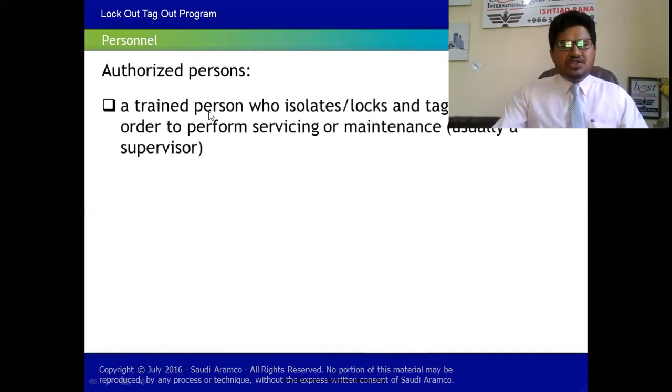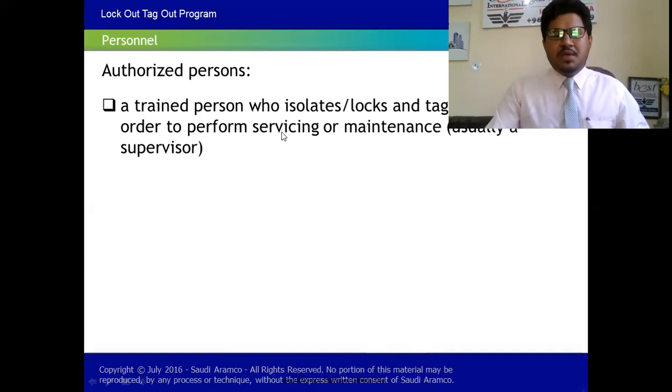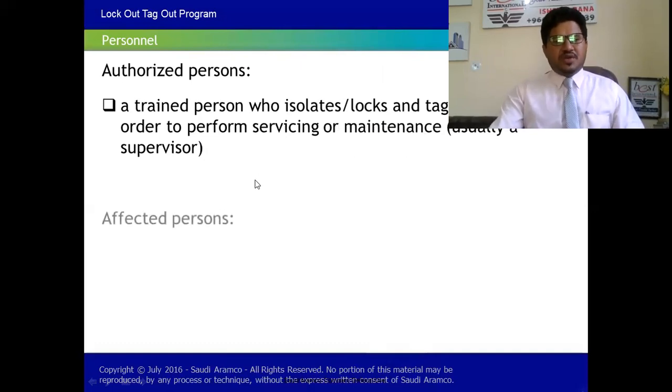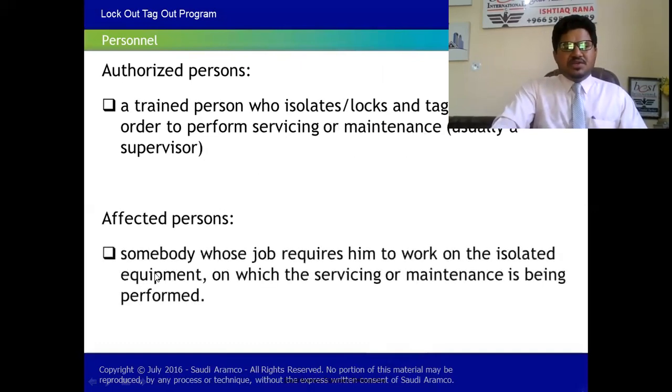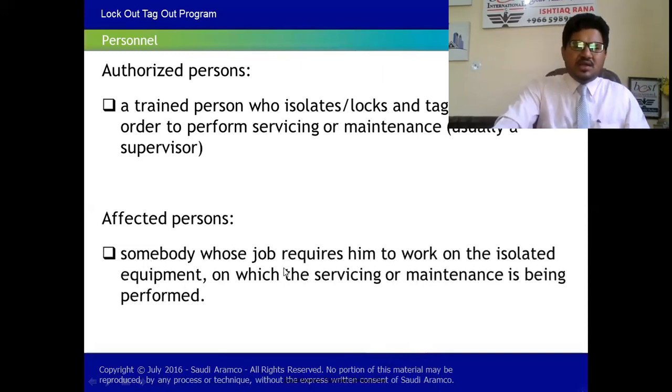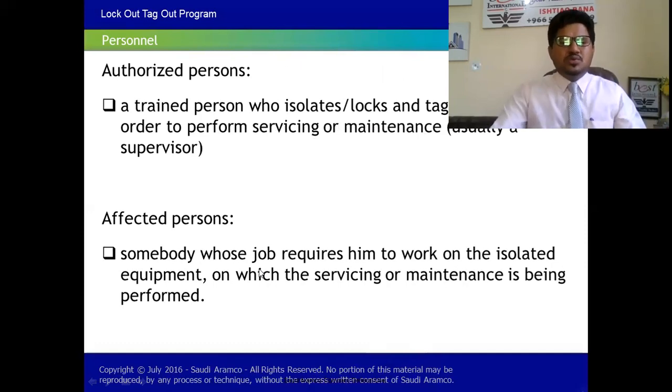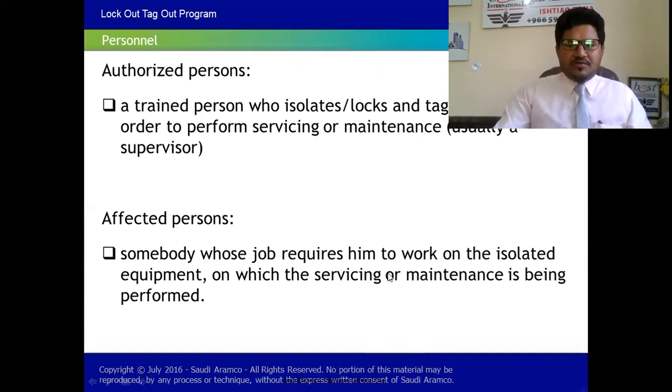Authorized person: who is the authorized person? The trained person. Just remember, a trained person who isolates, locks and tags equipment in order to perform servicing or maintenance, usually a supervisor. Affected persons: make sure you understand, somebody whose job requires them to work, the person who is going to work later on after isolation or lockout tagout. They are the ones going to perform maintenance or complete the job after isolation or lockout tagout. So they would be the affected person.